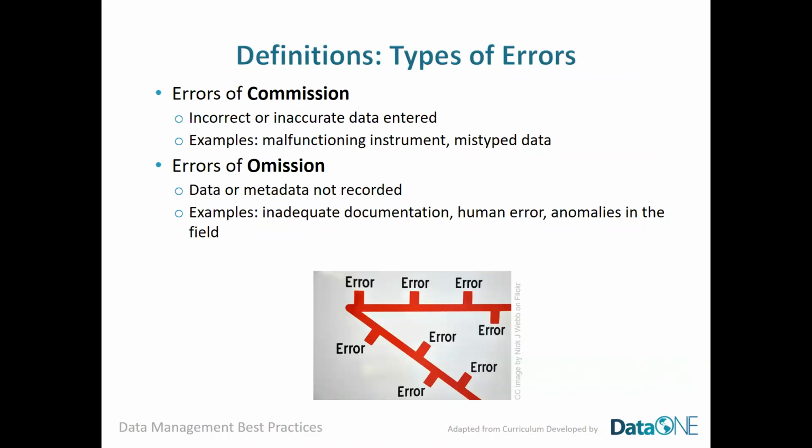And then contrast errors of commission with errors of omission. These result from data or metadata that are not recorded; they're omitted. Situations that result in omission errors are when the data are inadequately documented, or when there are human errors during data collection or data entry, or when there are anomalies in the field that also affect the data.